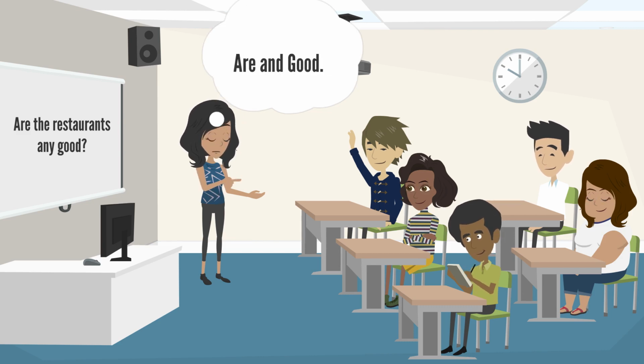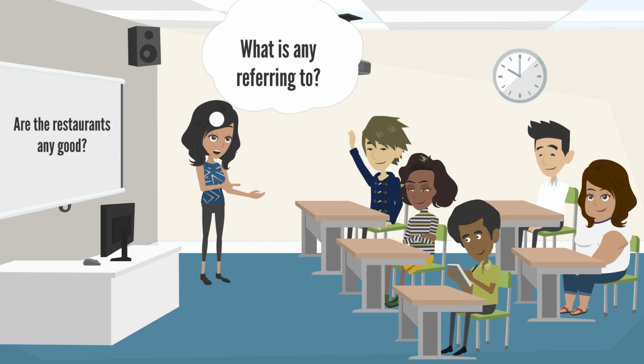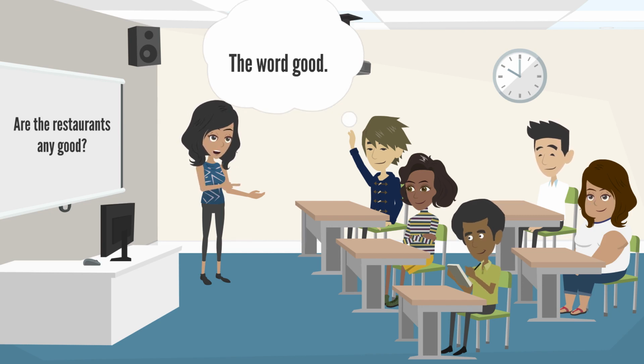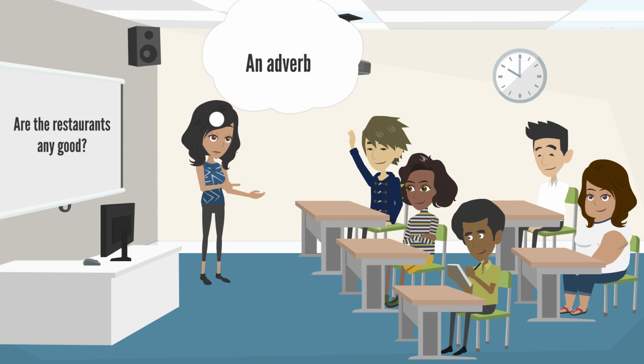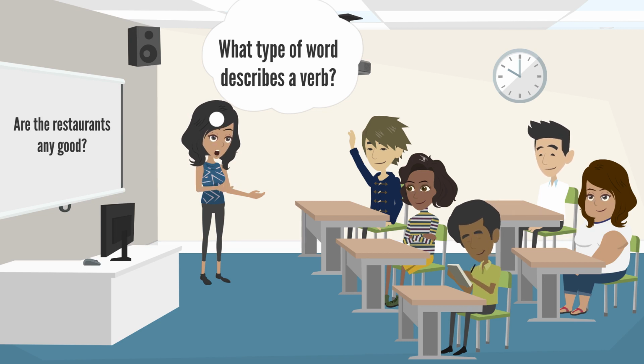Student: Are, good. Teacher: Very good, so then the only word left is any. Can you tell me what any is referring to? Student: The word good. Teacher: So if the word good is a verb, what type of word describes a verb? Student: An adverb. Teacher: Very good, there is your answer.